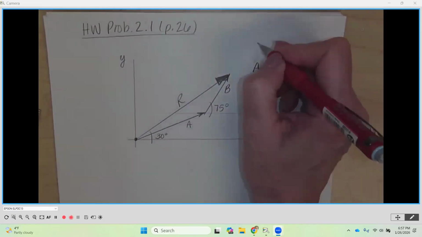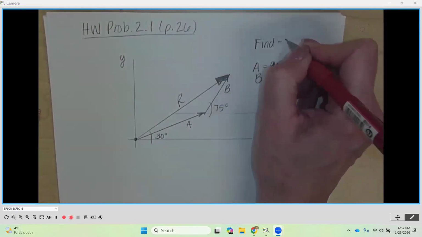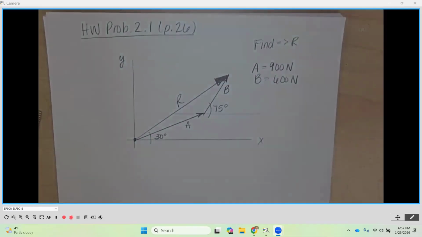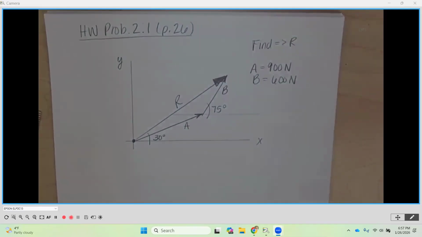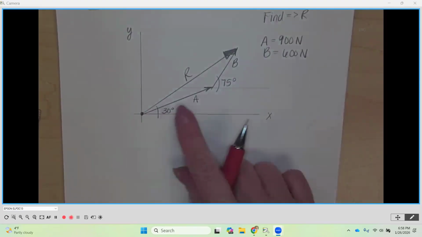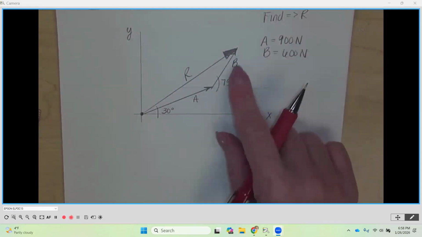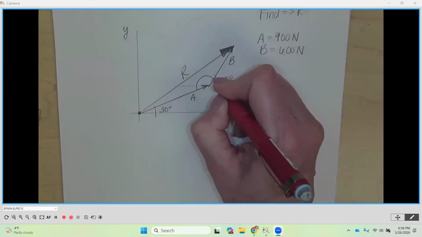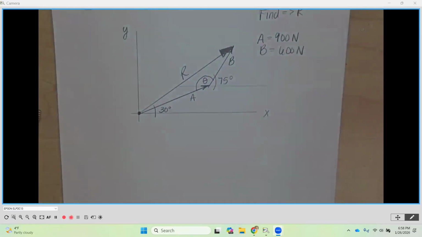Now I want to find the resultant. This is a vector, so I need both magnitude and direction. It looks very similar to that example, so I should be able to use the cosine law. I know the magnitude of two sides, and I can find this angle theta somehow, probably just like how I did it last time. Then I can use the cosine law to find the magnitude. So that's my plan. I'm going to find theta first.